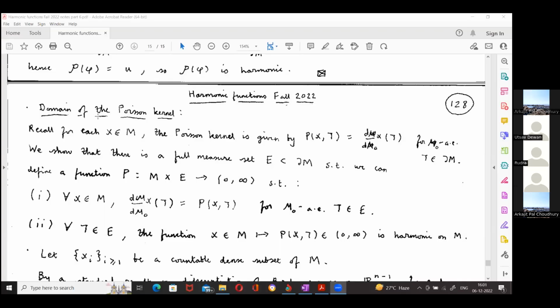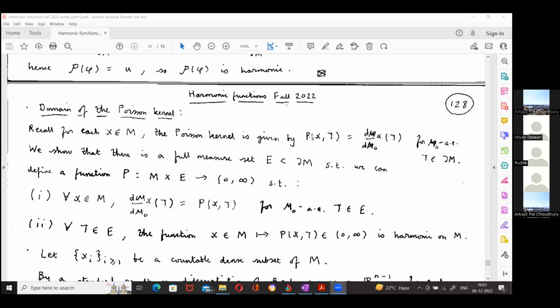Okay. So about the domain of the Poisson kernel, right? For each x, we're defining the Poisson kernel as a measurable function on the boundary, which is the Radon-Nikodym derivative, d mu x, d mu naught of xi. Now, the problem with this is that the Radon-Nikodym derivative is only defined up to sets of measure 0, right? It's not uniquely defined as such.